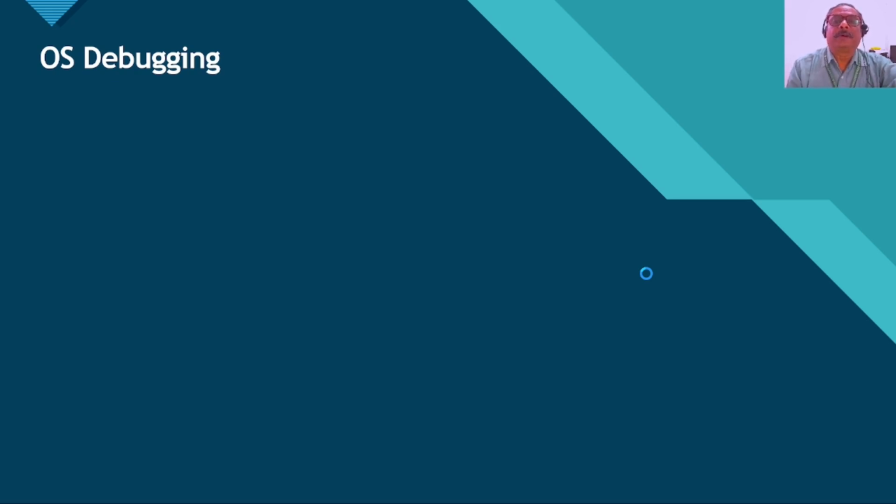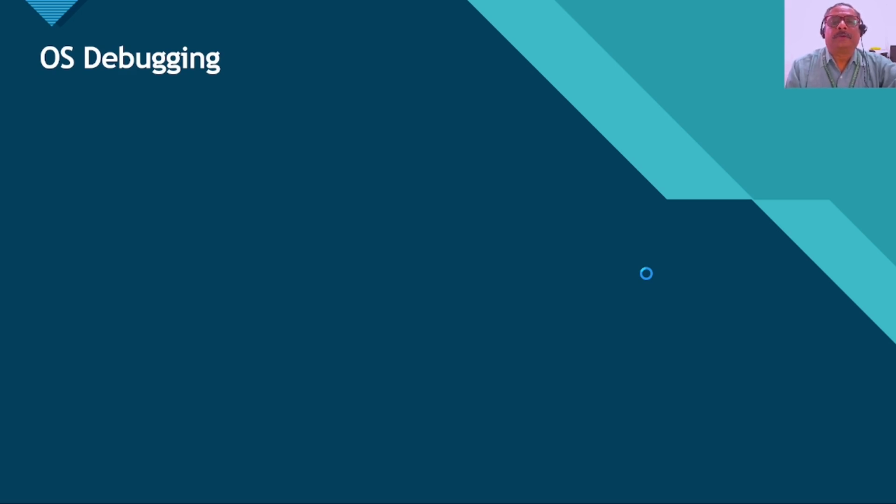Operating systems are some of the most complex pieces of software ever created and, like all software, they sometimes go wrong. When they do, we need a process called debugging to identify what went wrong with the operating system.